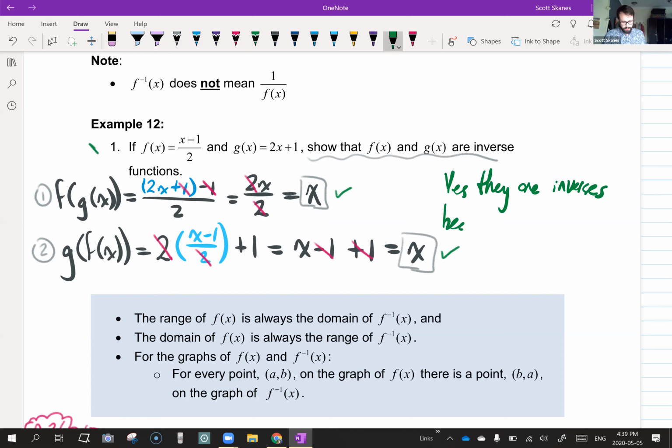They're inverses because f of g of x, I'll only write this out once, f of g of x is equal to g of f of x, and they're both equal to x.